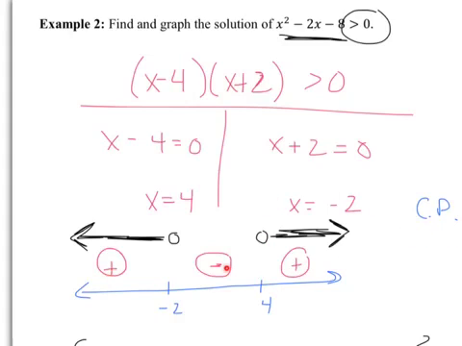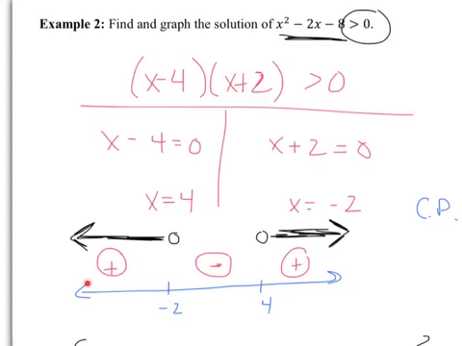Test each region. If here you test 0, you'll get 0 minus 4 and 0 plus 2, so it's going to be a negative times a positive, which gives you a negative. Here if you test a number like 5, you get 5 minus 4 and 5 plus 2. That'll give you a positive, positive, giving you a positive here. Here testing negative 3. Negative 3 minus 4 is negative 7. Negative 3 plus 2 is negative 1, giving you a negative negative multiplying to be a positive.